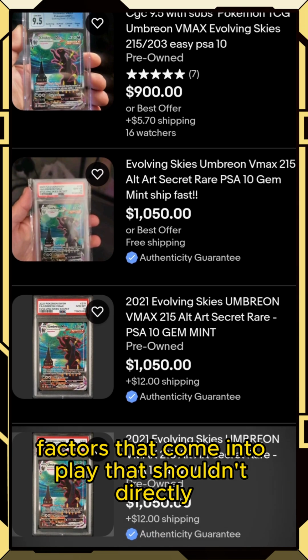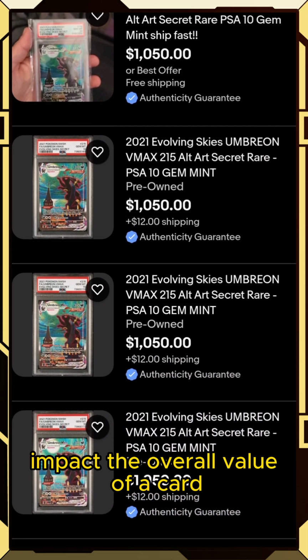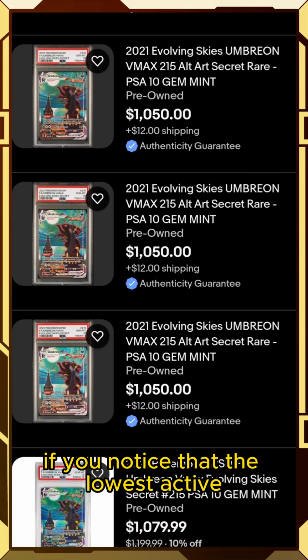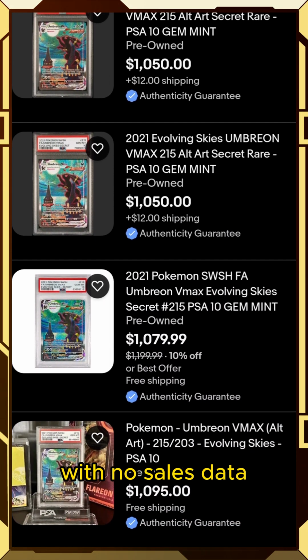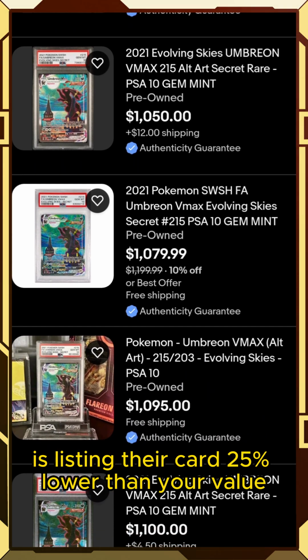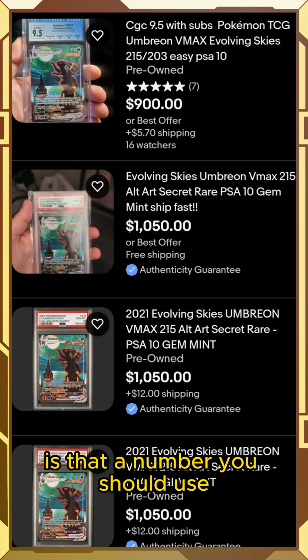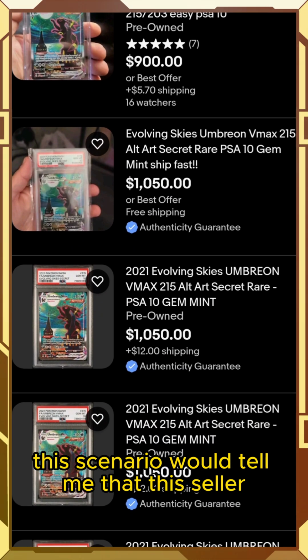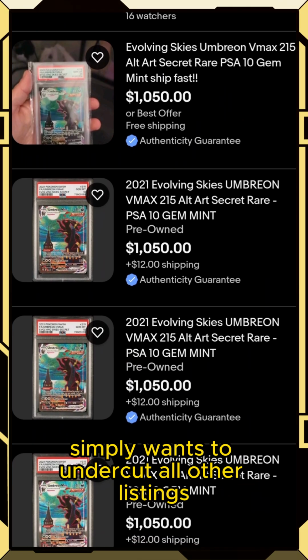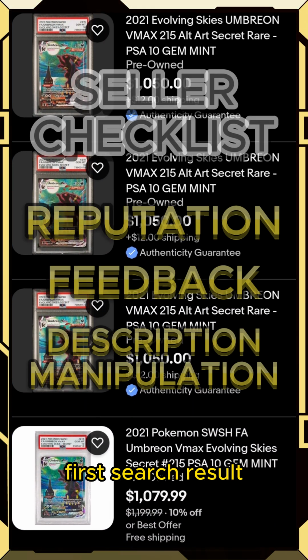Remember, there are multiple factors that come into play that shouldn't directly impact the overall value of a card. For example, if you notice that the lowest active listing is being sold by a person who just made an account yesterday with no sales data is listing their card 25% lower than your value, is that a number you should use? Personally, I wouldn't. This scenario would tell me that this seller simply wants to undercut all other listings to appear first in the sort by lowest price first search result.